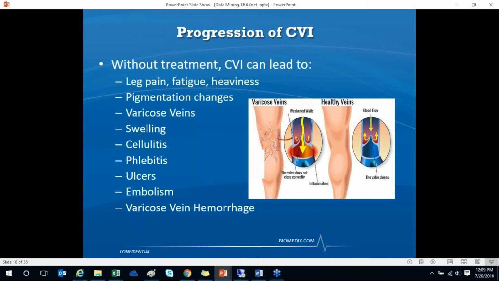Malfunctioning valves in your veins allow the blood to stagnate, and this can spell trouble because when blood pools, it can clot, causing superficial clots or phlebitis.